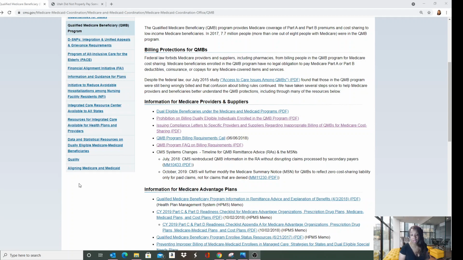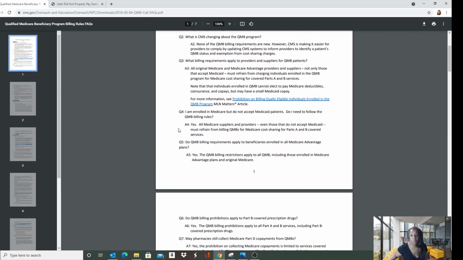Okay, so who does it apply to? It applies to all providers. And hold on, I don't want to lose you because I know you're thinking she's wrong. I know, right? So I'm going to go to the FAQ here. Question 4 is where someone asked that very same question. So a provider said, I'm enrolled in Medicare, but I don't accept Medicaid patients. Do I need to follow this QMB rule? Their answer, yes. All Medicare suppliers and providers, key part here is the golden point, even those that do not accept Medicaid, must refrain from billing the cost share to patients, right?